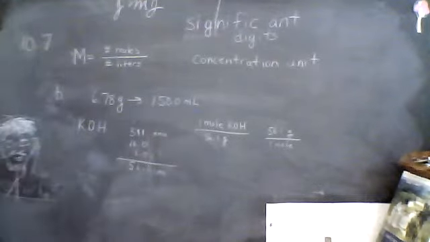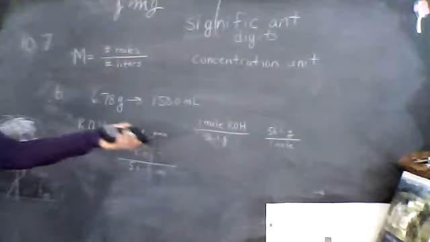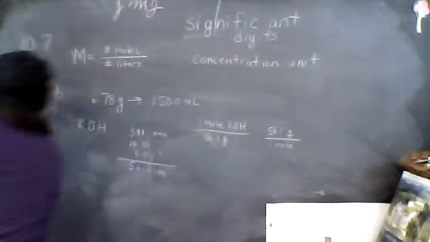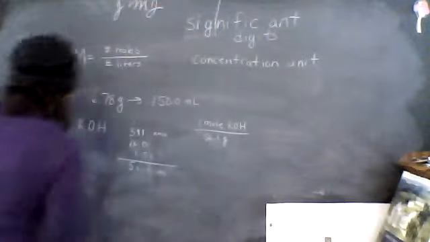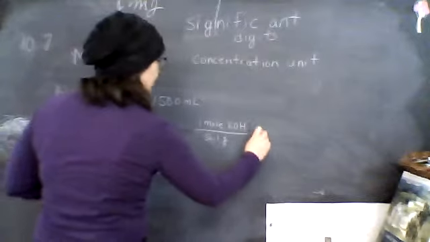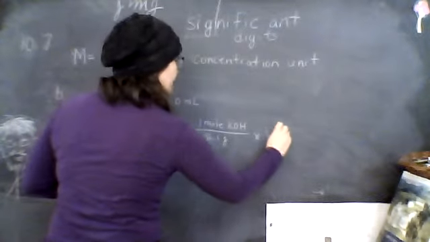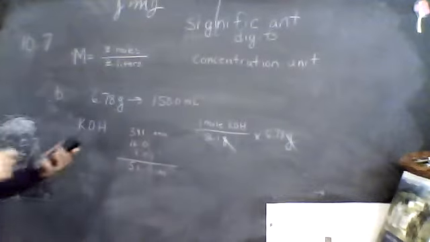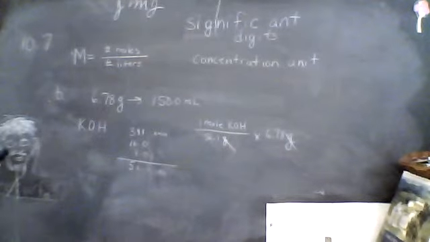So which one of these two conversion units are we going to use to get the number of moles from grams? I'm going to erase that for my ease. Martin, make sure you write all this down. Multiply by 6.78 grams. Grams cancel. We'll find out how many moles we have by dividing 6.78 divided by 56.1.